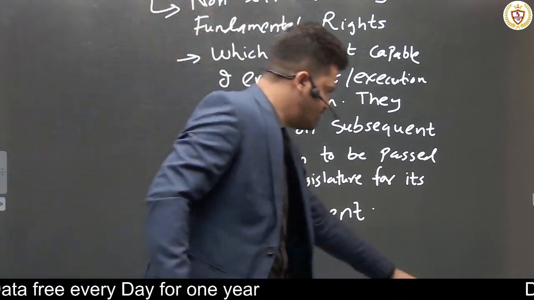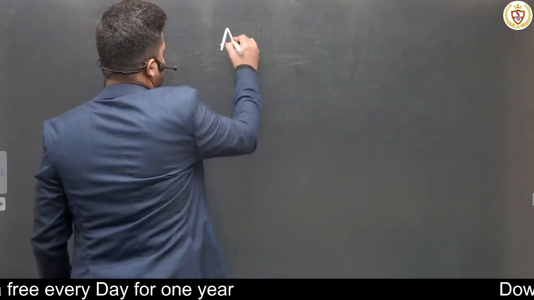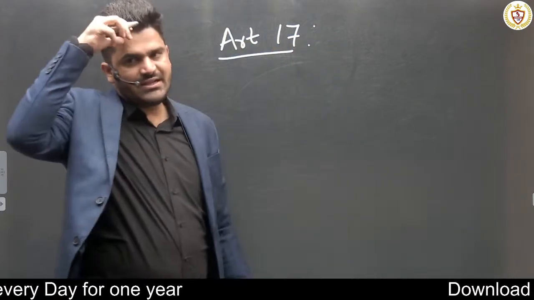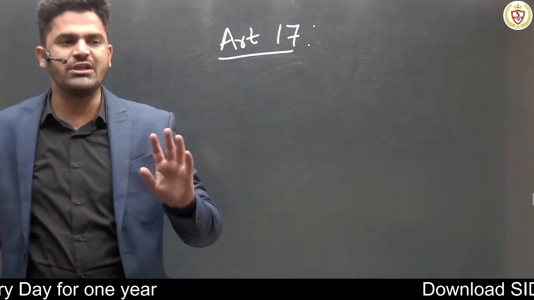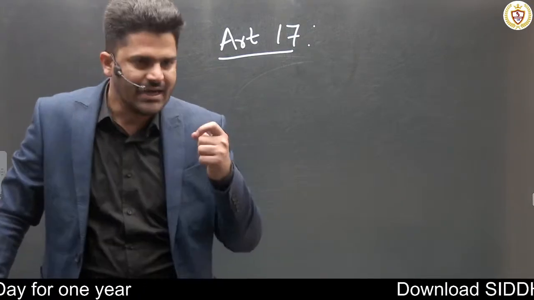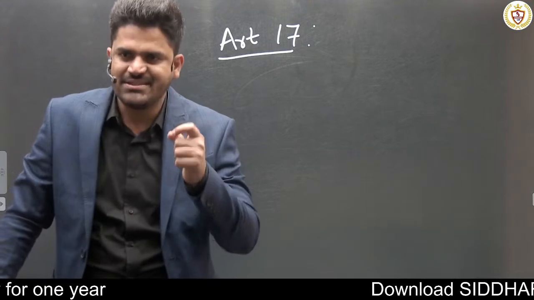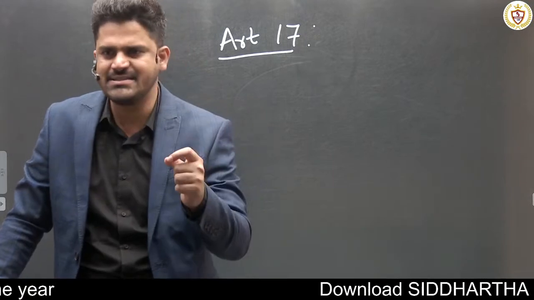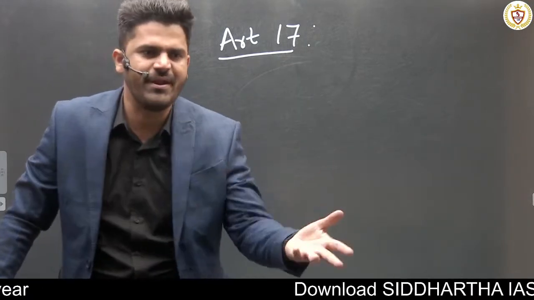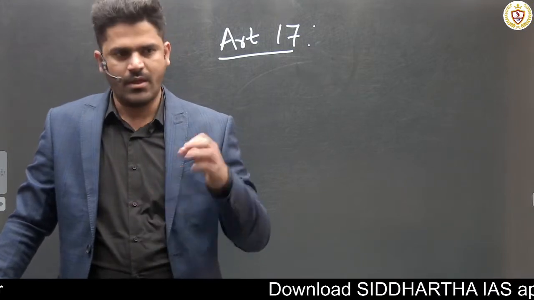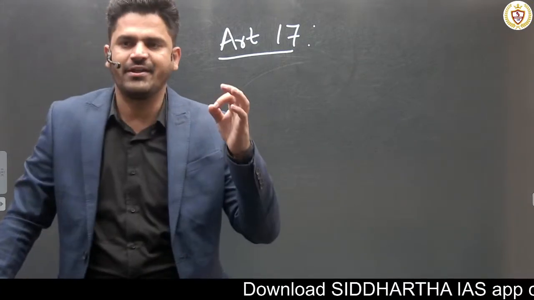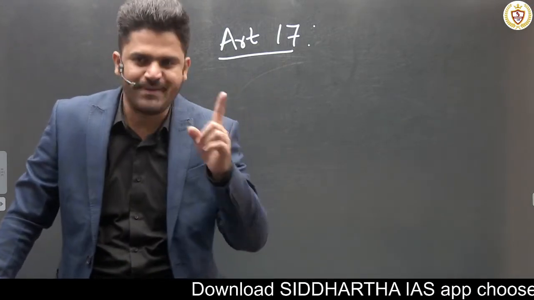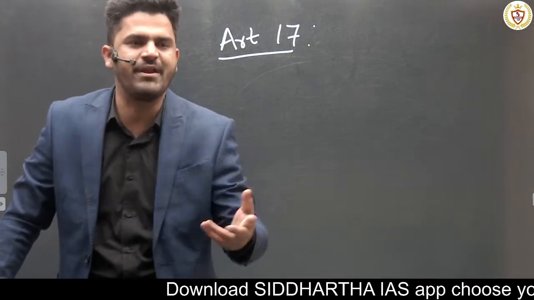Now let me give you an example. Article 17. What does Article 17 do? Article 17 is about abolition of untouchability. Article 17 states that untouchability is abolished and its practice in any form is forbidden. I am quoting exactly the Article 17. Untouchability is abolished and its practice in any form is forbidden.